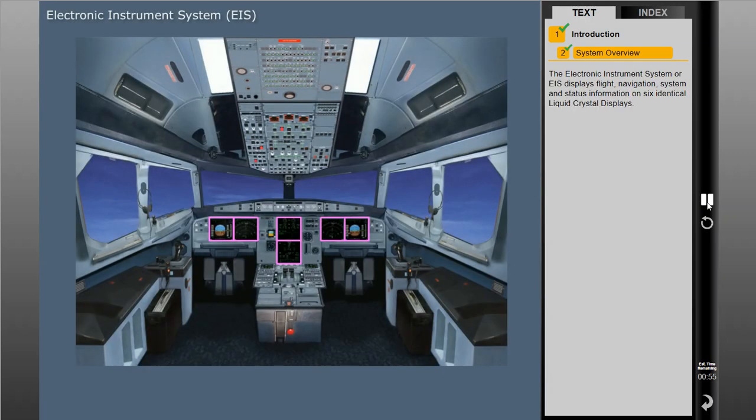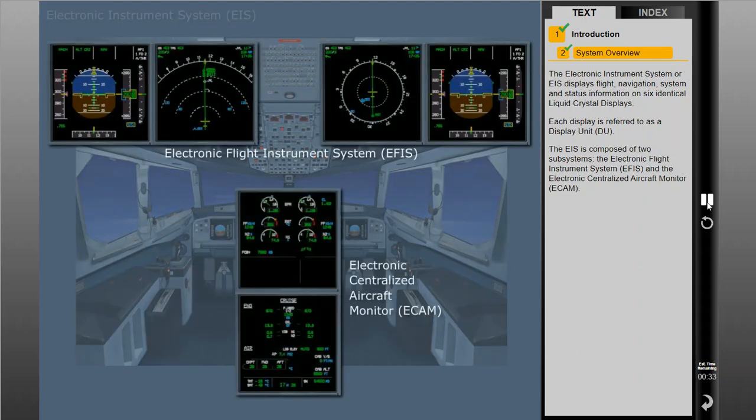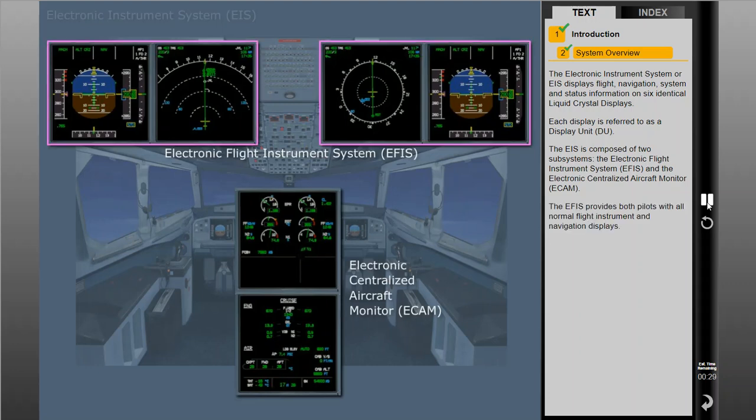The Electronic Instrument System, or EIS, displays flight, navigation, system, and status information on 6 identical liquid crystal displays. Each display is referred to as a display unit, or DU. The EIS is composed of 2 subsystems, the Electronic Flight Instrument System, or EFIS, and the Electronic Centralized Aircraft Monitor, or ECAM. The EFIS provides both pilots with all normal flight instrument and navigation displays.